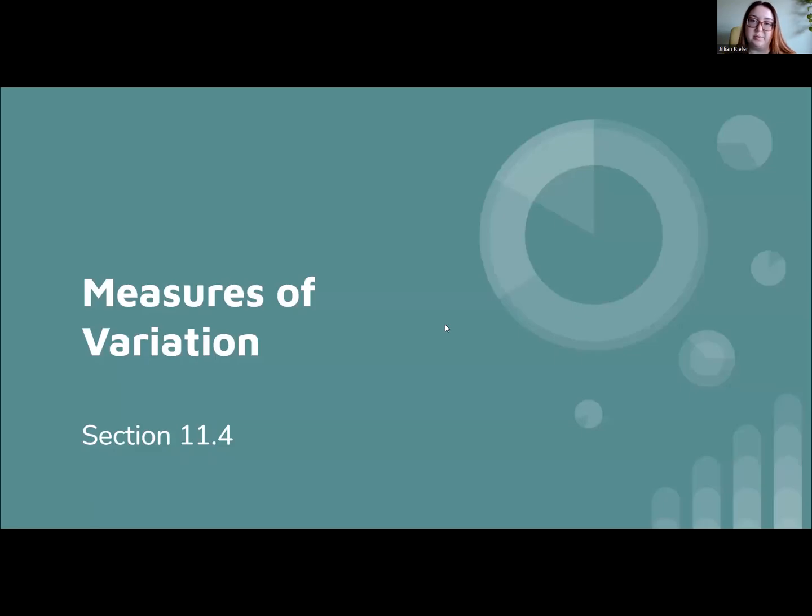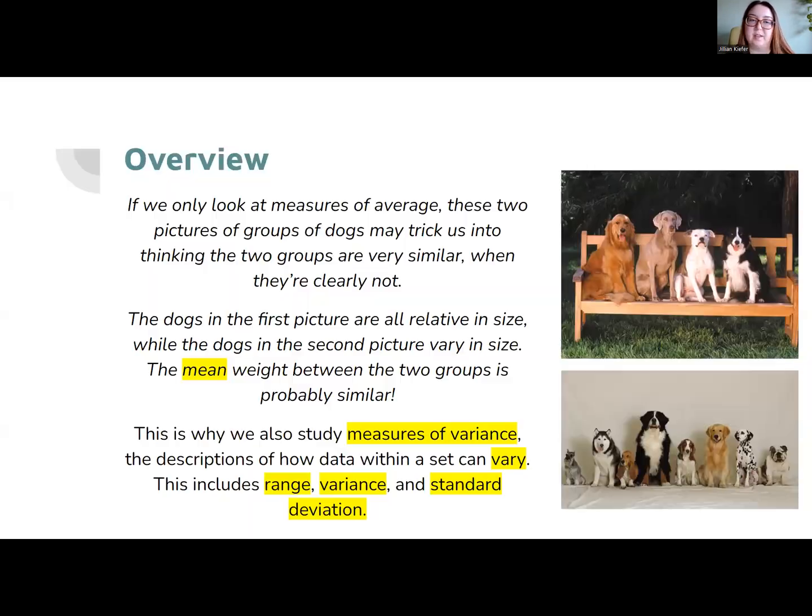All right, hello everyone. We're going to do our next section here, section 11.4, which is on measures of variation. As an overview, if we only look at measures of average, these two pictures of groups of dogs may trick us into thinking that their two groups are very similar when they're clearly not.